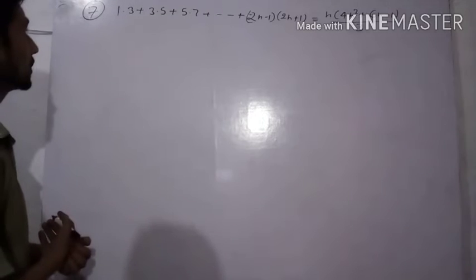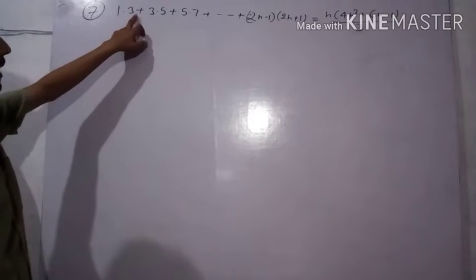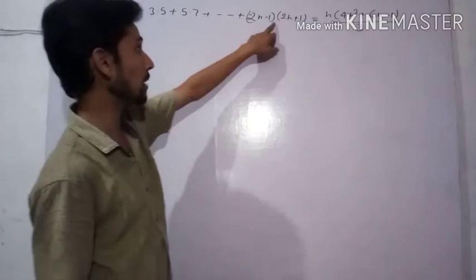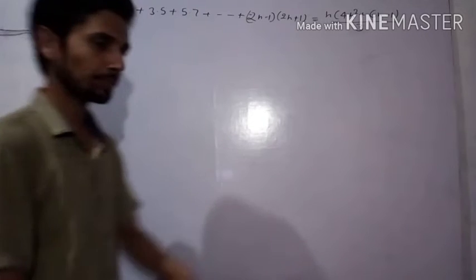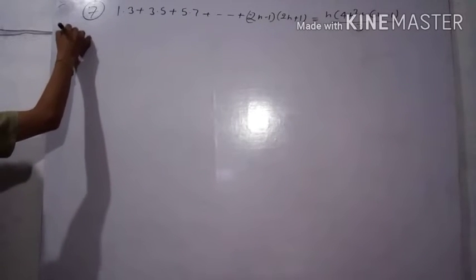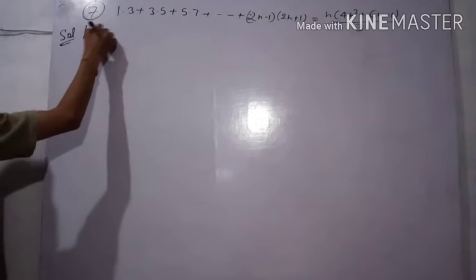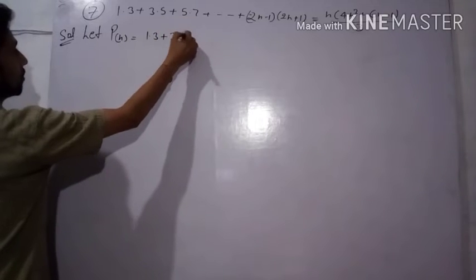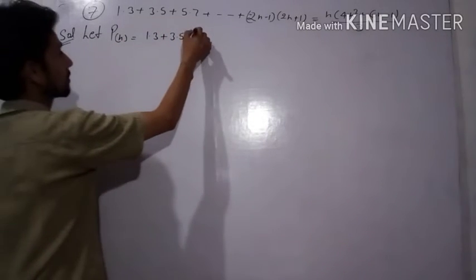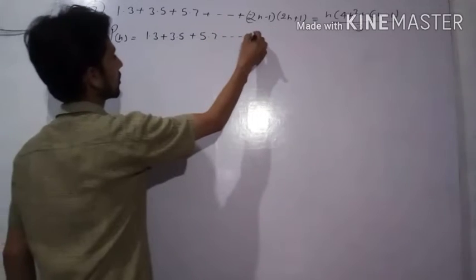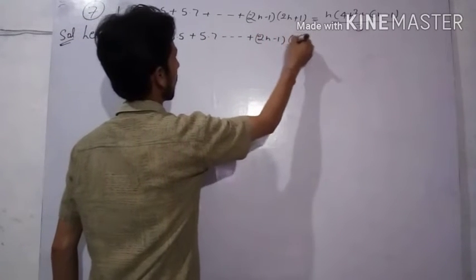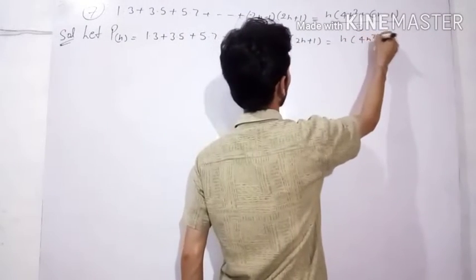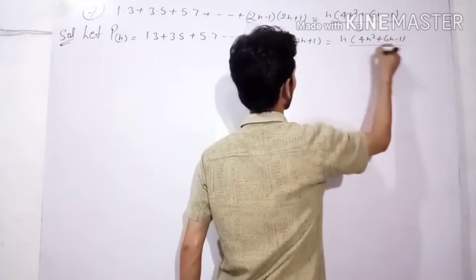So question 7: 1 multiply 3 plus 3 multiply 5 plus 5 multiply 7 plus dot dot dot plus 2n minus 1 multiply 2n plus 1 is equal to this. So the solution is, let Pn be the sum of n terms, equal to n into 4n square plus 6n minus 1 upon 3.